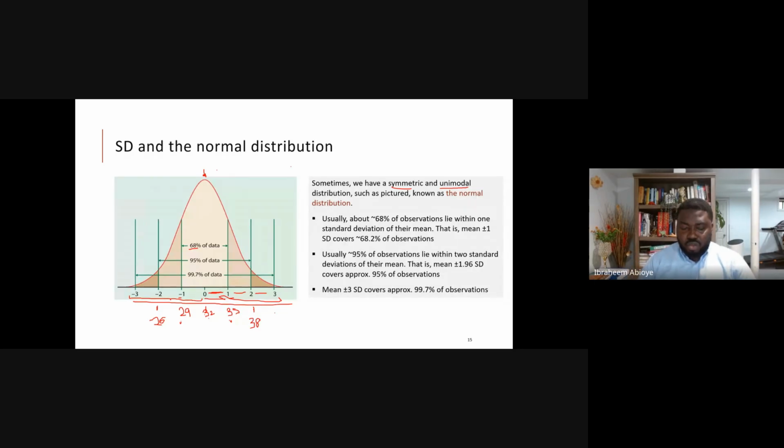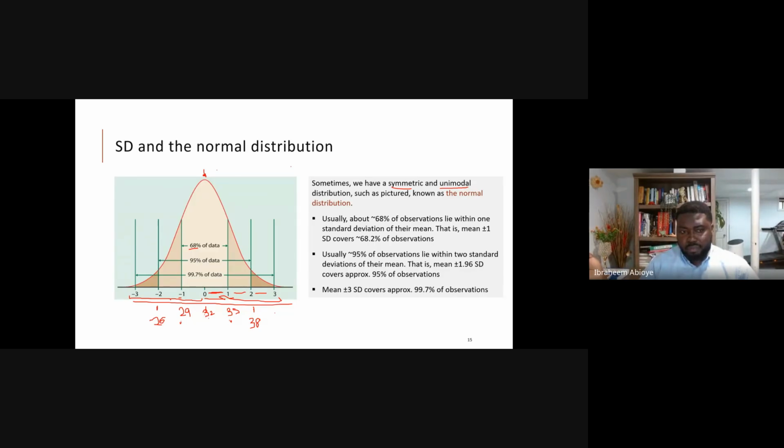So if somebody said the mean of this data set is 32, and the standard deviation is 3, and I'm trying to know what the 95% of the population, what's the age range? Then you can easily say, oh, it's from plus 2 standard deviations to minus 2 standard deviations, which is approximately between 26 and 38.